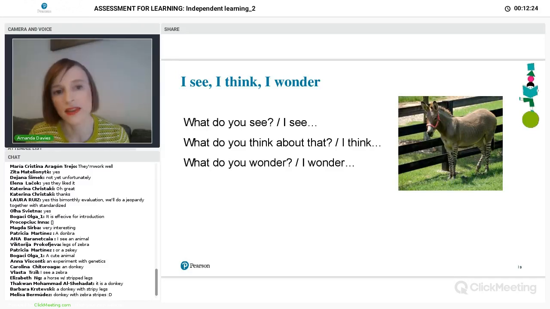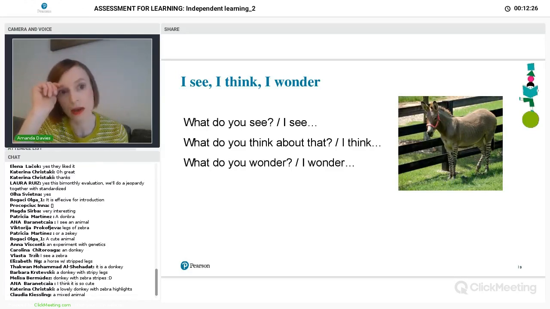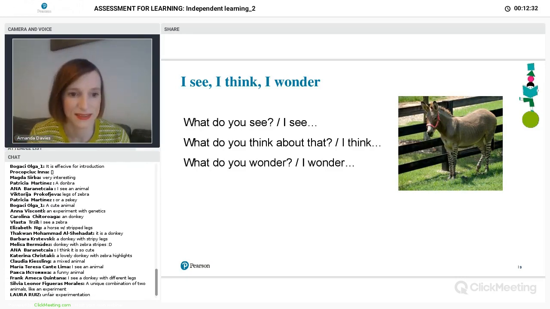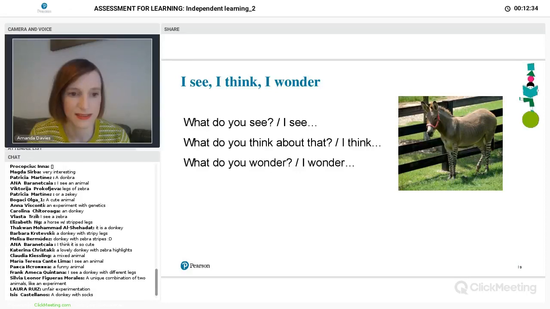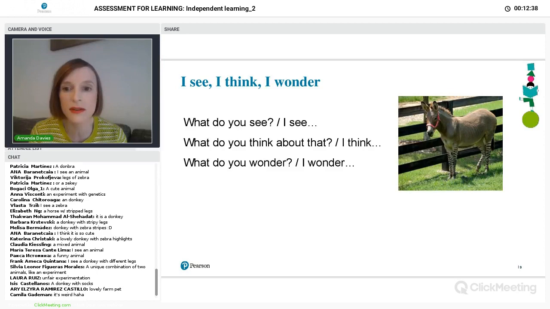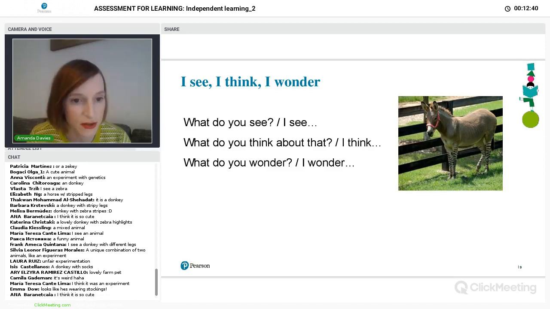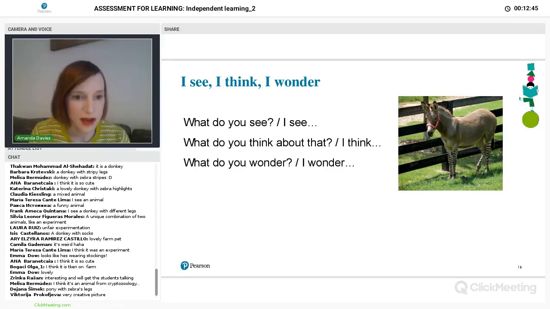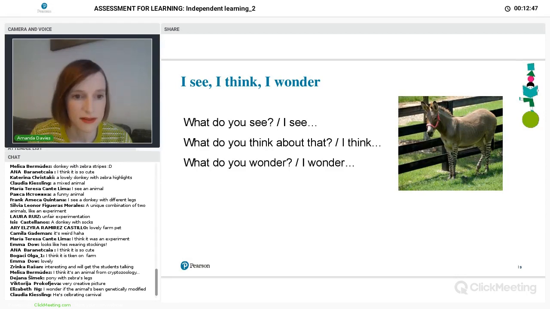What do you think about that then? So the second question, let me know in the chat box. What do you think about this picture? It could be a donkey wearing socks. It could be some sort of unfair experiment. Yeah, that's true. It could be taken on a farm. It might be to do with carnival.